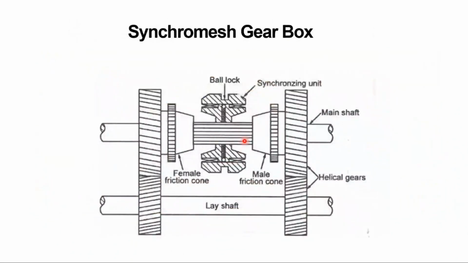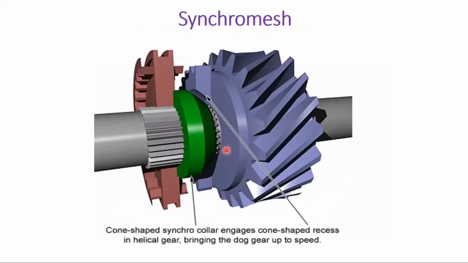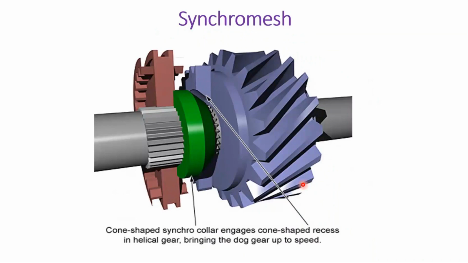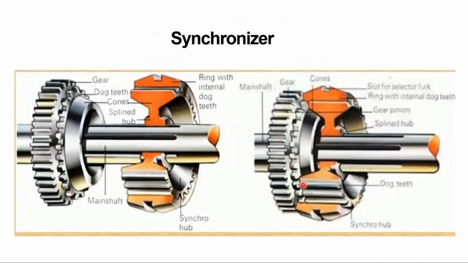So this is how the typical synchromesh gearbox looks. You have the male cone, female cone. This is a synchronizer, where the complete engagement is going to happen during action. So this is a typical model of a synchromesh, where it is having the synchro collar. It engages the cone. It is basically male cone and female cone. Similarly, what we have seen in a cone clutch, you also have here. It's called synchromesh, but here you have a male friction cone and a female friction cone. And this is how the typical synchronizer looks.